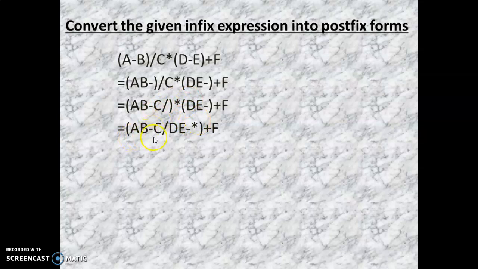Now you treat this as one unit and F is one unit. Just put plus, not in between, just put plus after. So AB minus C division, DE minus into, up to this is one unit and F is another. So in between you have plus, so the plus sign you just put at last. So this is our answer.